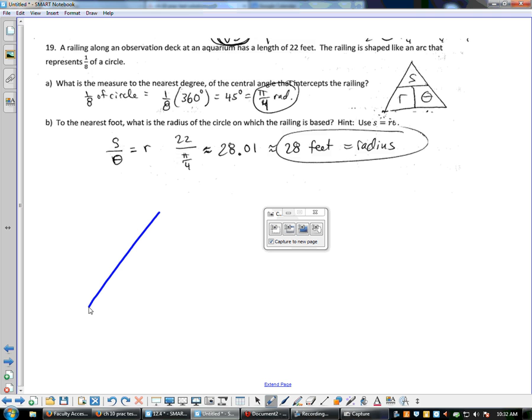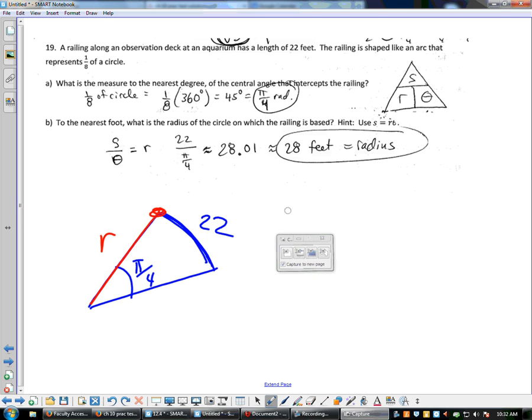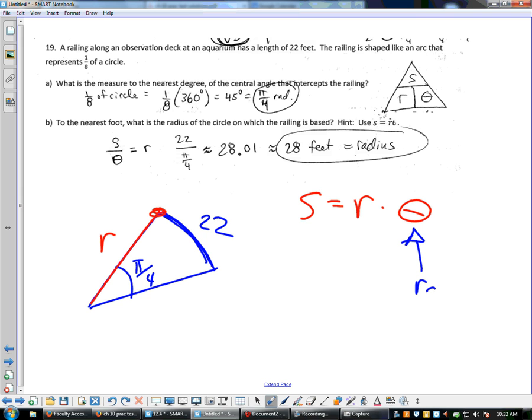Then it says to the nearest foot, what is the radius of the circle on which the railing is based? So picture that you've got this arc right here, which is 22 feet long, and you know that this angle here is pi over 4 radians, and you are trying to find this radius that it's based on. We'll call that r, and we're going to use the formula s equals r times theta. This formula only works if your angle is in radians, so do not try to plug in 45 degrees here.